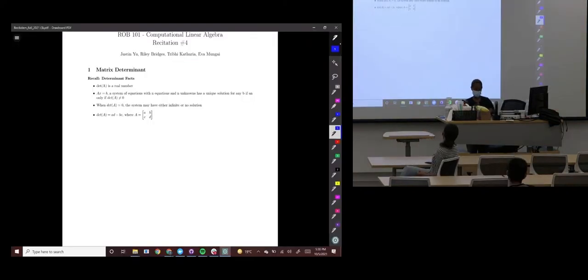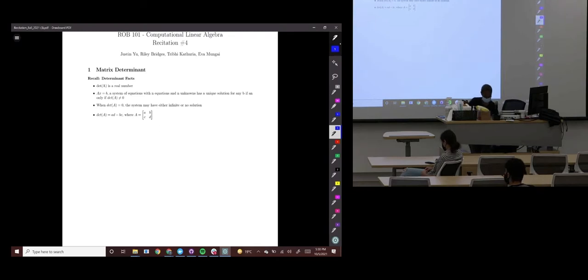All right, can y'all hear me? Perfect. So we're going to go ahead and get started with our recitation. My name is Eva. I am a 5th year PhD student with Professor Grizzle back there, and I'll be helping out Tribby with the recitations. Today we're just going to be covering matrix determinants, inverses, linear independence. So let's go ahead and get started.